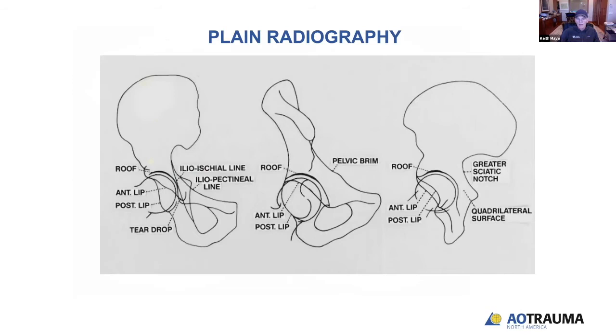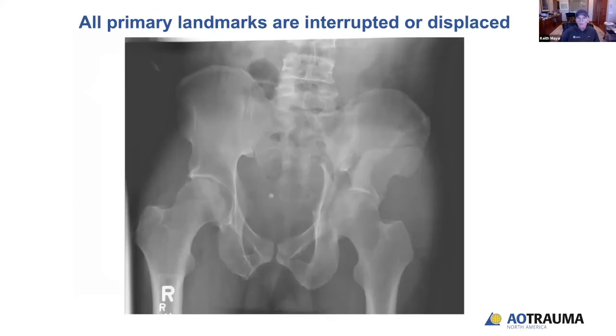Looking at the plain radiography, we've already been through these landmarks and we need to remember them. I think it's still a useful exercise not to go directly to your 3D reconstructions, to try to teach yourself innominate osteology on the basis of the landmarks that you're going to use for the most part intraoperatively with fluoroscopy. The distinction here is that all primary landmarks are either interrupted or displaced, or both. More subtle displacements in this one can sometimes be difficult to see.